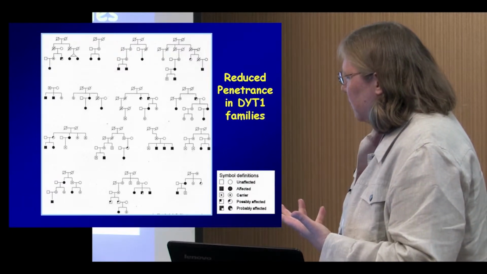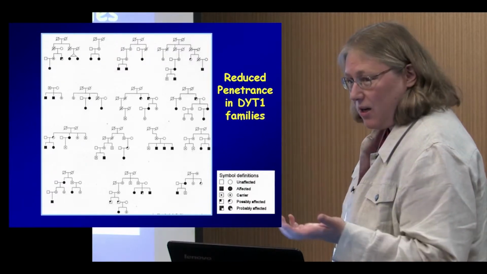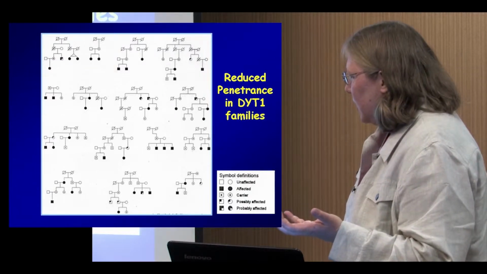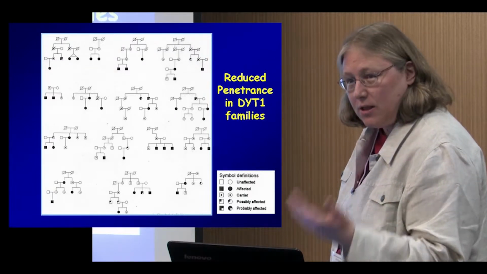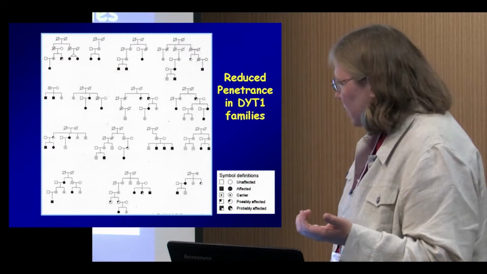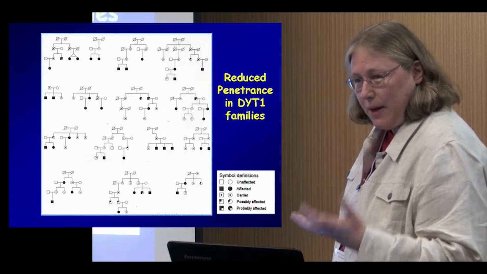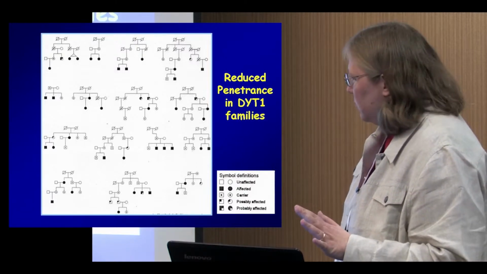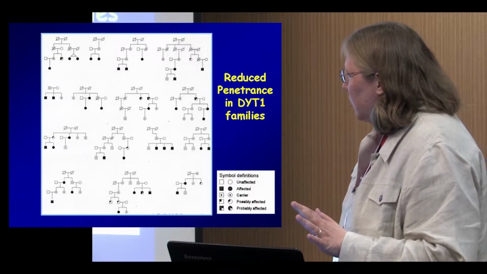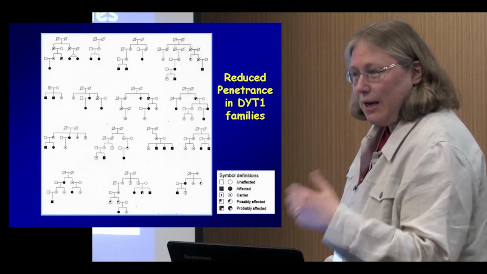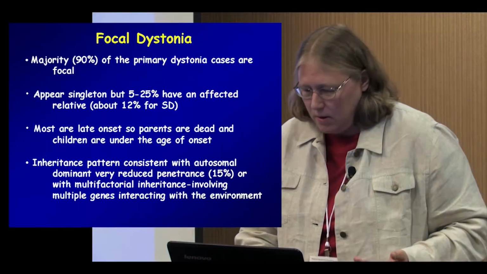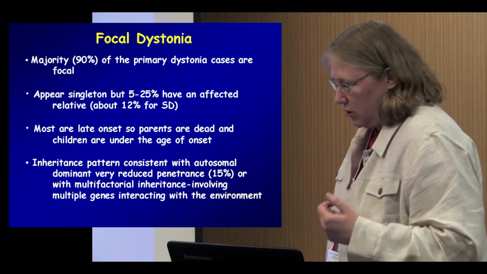If you look at this pedigree, we have 2 people who are second cousins, but nobody in between is actually affected, yet they're all gene carriers. So that's what reduced penetrance is. In the DYT1 form of dystonia, the penetrance is about 30%, which means you see a lot of people who don't have affected parents, and yet it's still genetic. So why is that important for focal dystonias?